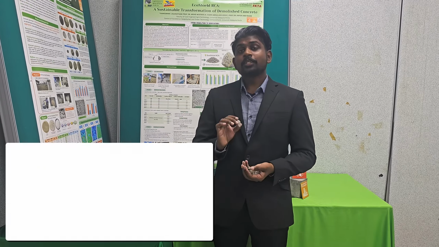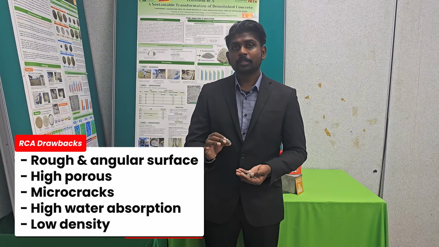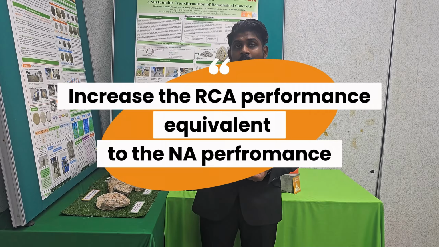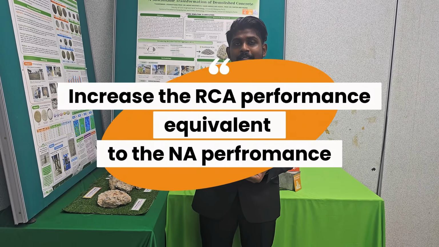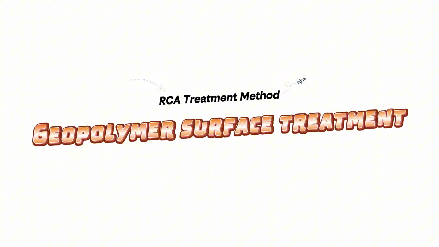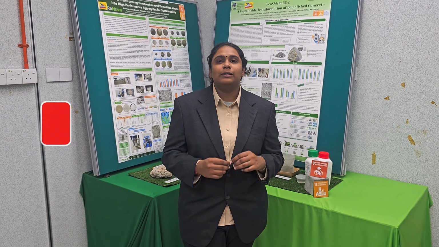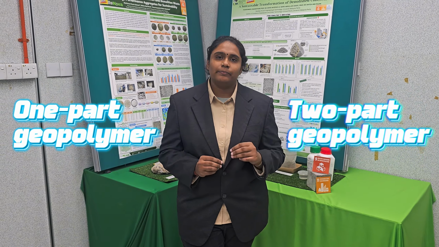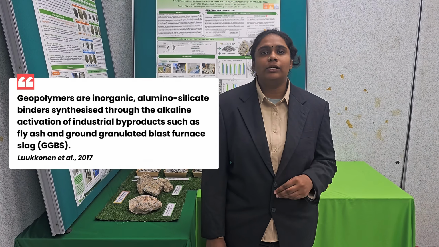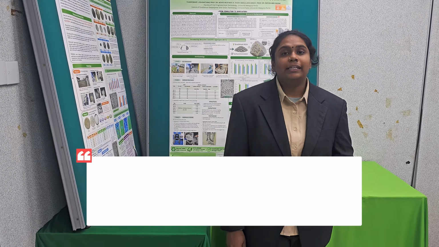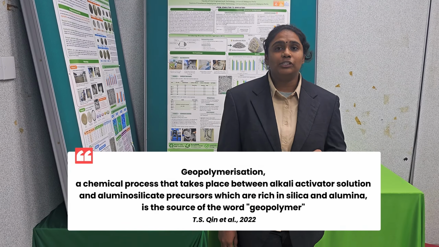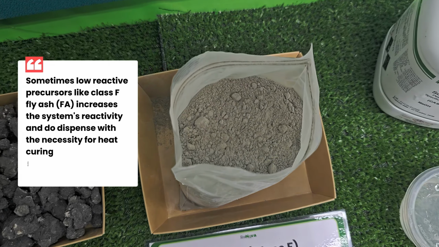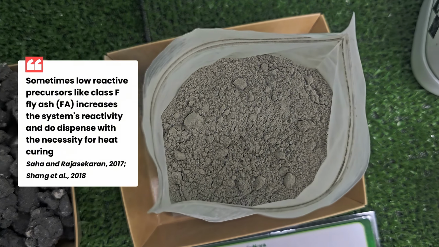Through this study, the major drawbacks of RCA, which are high porosity, high water absorption, and low density, can be completely overcome, increasing the performance of recycled concrete aggregate to be equivalent to that of natural aggregate. This study evaluates the mechanical and durability properties of 1-part and 2-part geopolymer surface-treated RCA. Geopolymer is a sustainable binder because it consists of industrial byproducts and can be mixed with an alkaline activator to produce a geopolymerization reaction. In this study, fly ash, which is a byproduct of coal combustion, is used as the aluminosilicate precursor for both 1 and 2-part geopolymer.